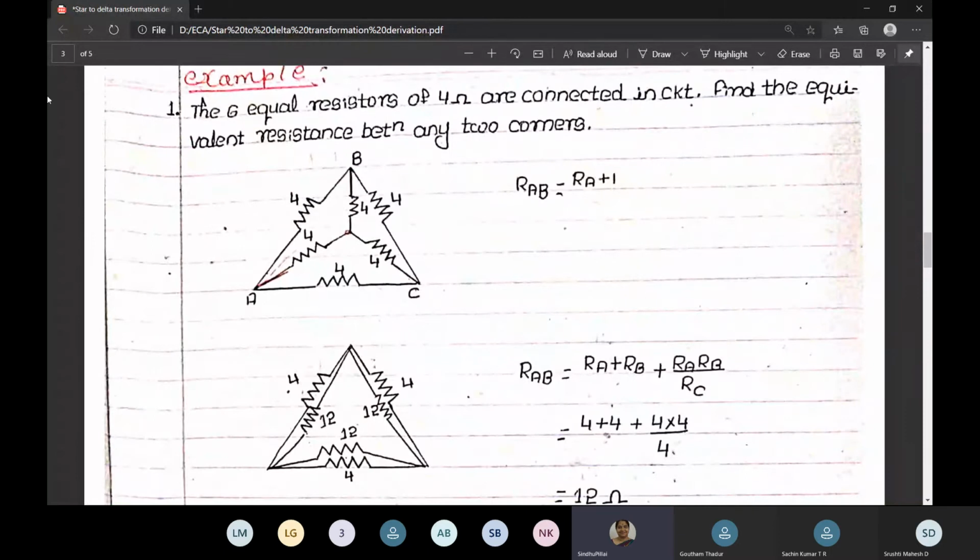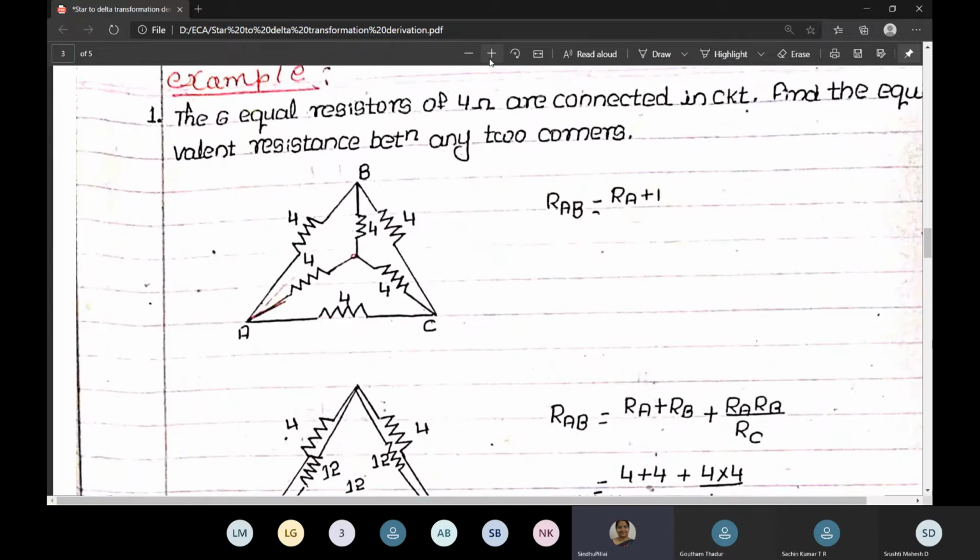Okay, 6 equal resistors of 4 ohm are connected in the circuit. Find the equivalent resistance between any two corners. This is the network they have given here. So we have a delta also, we have a star also. All the resistor values are 4 here. So there are 6 equal resistances of 4 ohm. Find the equivalent resistance between any two corners. It can be between A and B, between B and C, or A and C.